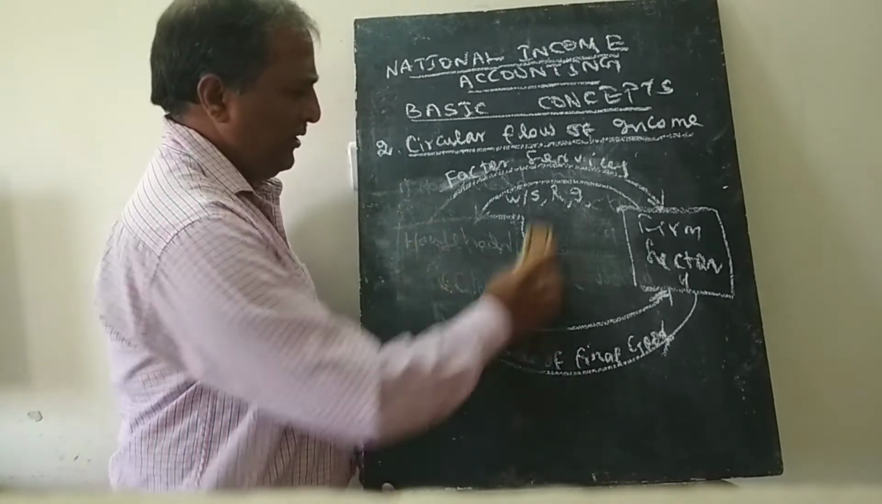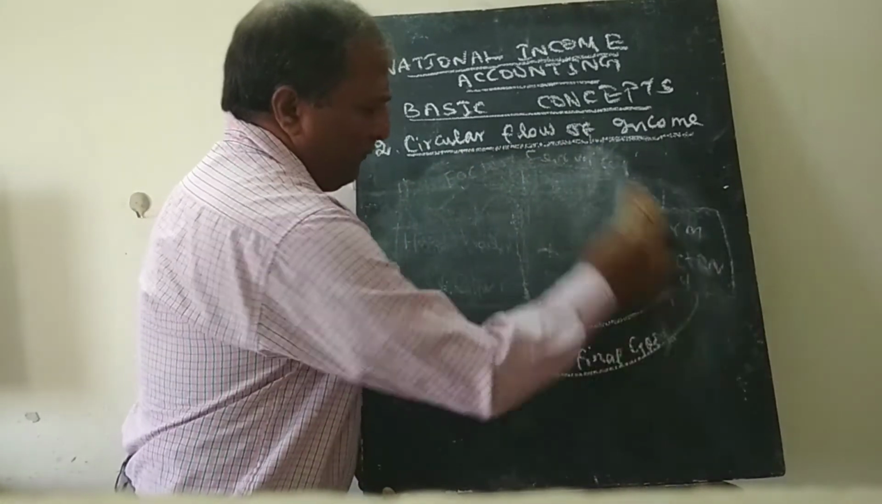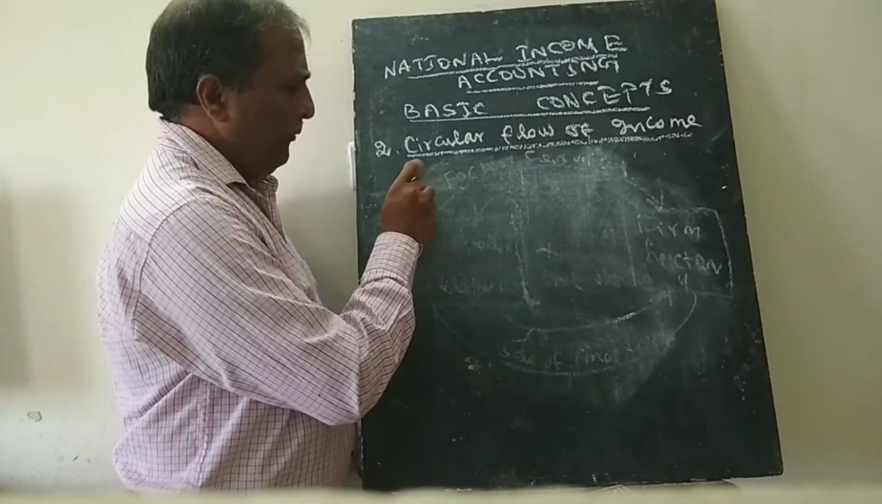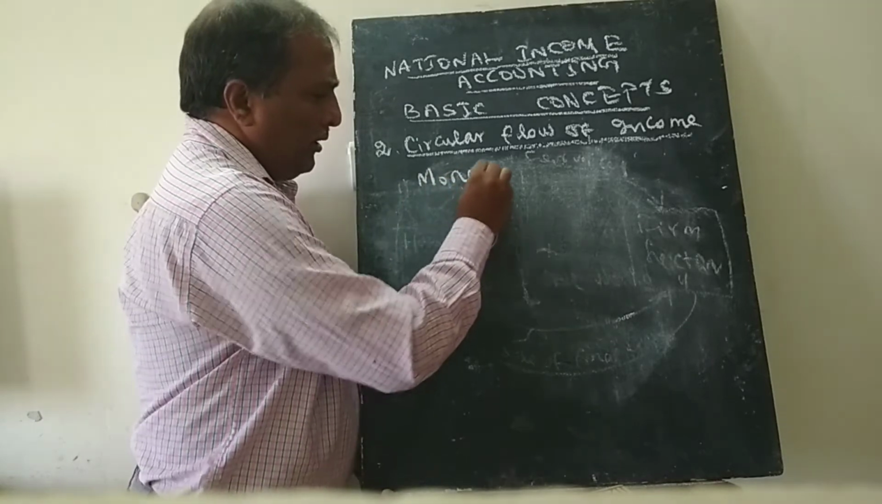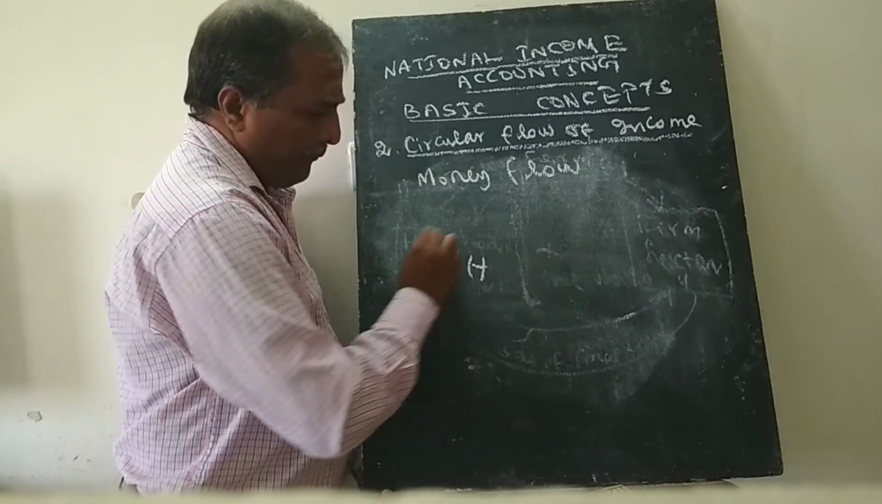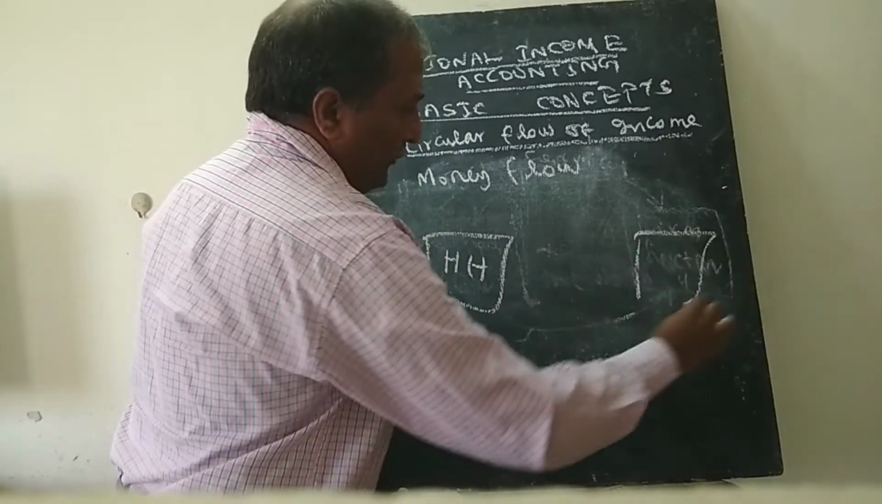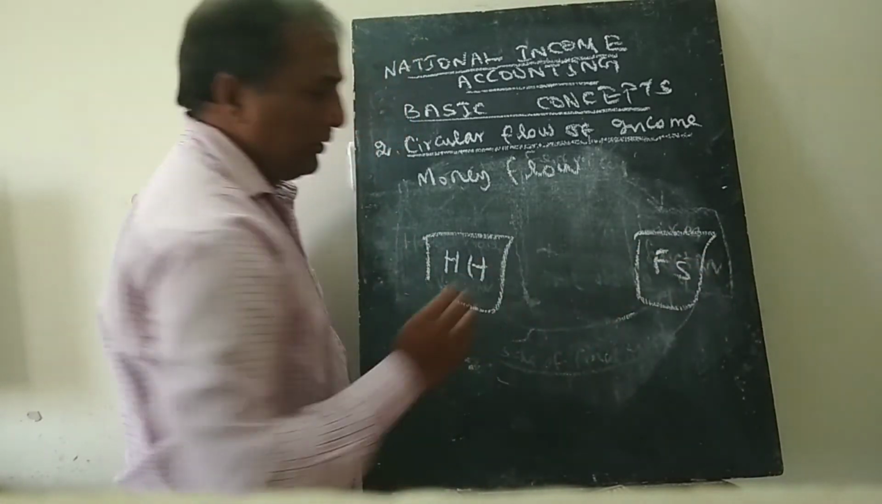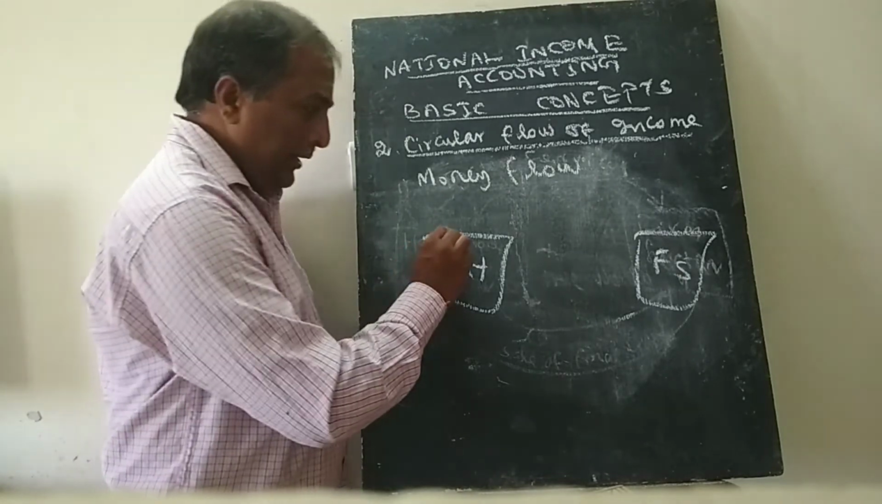And I depend on the firms for various types of final goods and services. So when I sell my factor services to the firm sector, I will be getting money back for my services in the form of wages. Say I am getting 800 rupees as wage.